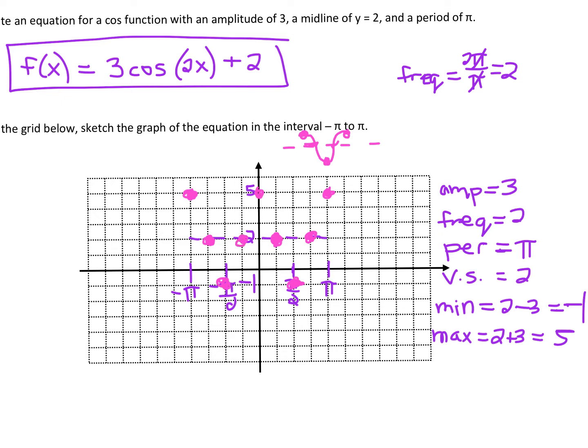So really, when you connect these, we are fitting 2 complete cosine curves because we're graphing from negative pi all the way to pi. Okay, so you can label it f of x, you can write the whole equation, that's up to you, but just make sure that you label it.